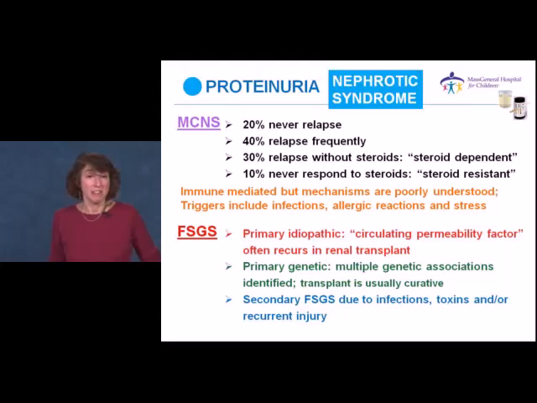There's the primary idiopathic, which is poorly understood, and it's thought to be due to a circulating permeability factor that is itself poorly understood. And this disease will often recur in a transplanted kidney. Primary FSGS that is genetic in origin, there are multiple genetic associations that have been identified. And this actually has a good prognostic indicator because while chronic kidney disease is inevitable in most cases, transplant is usually curative. The disease will not occur. And then there's secondary FSGS, which is due to immune-mediated side effects of various infections and toxins or recurrent injury to the kidneys.